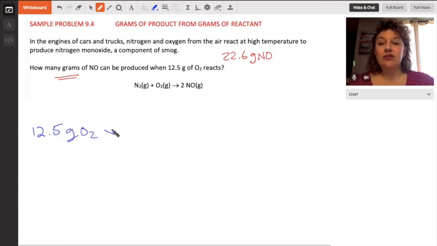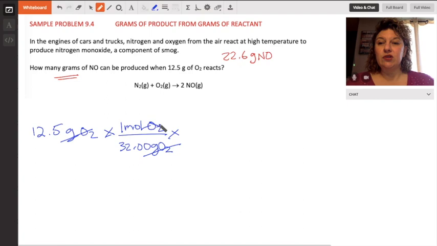And we're going to use the molar mass just like we did the last time. We're going to say 32.00 grams of O2 is equal to 1 mole of O2. And then we're going to keep going. Okay, so this is the difference between this method and the last method. Grams of O2 is going to cancel out here. We have grams of O2 in both.